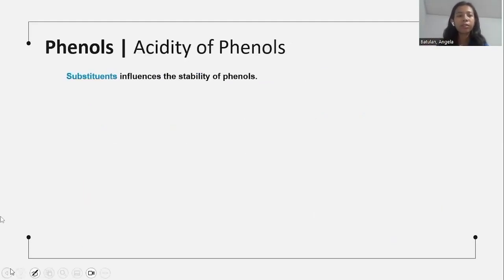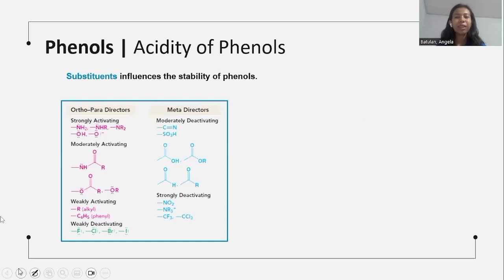So, pangatlong factor pala to sa acidity ng phenol, yung substituent effects. So, kung nare-recall nyo, sa aromaticity, meron tayong ortho and para directors and meta directors. Itong ortho and para directors, sila yung mga electron donating group. They activate the ring towards electrophilic aromatic substitution. Yung meta directors naman, sila yung mga electron withdrawing group.